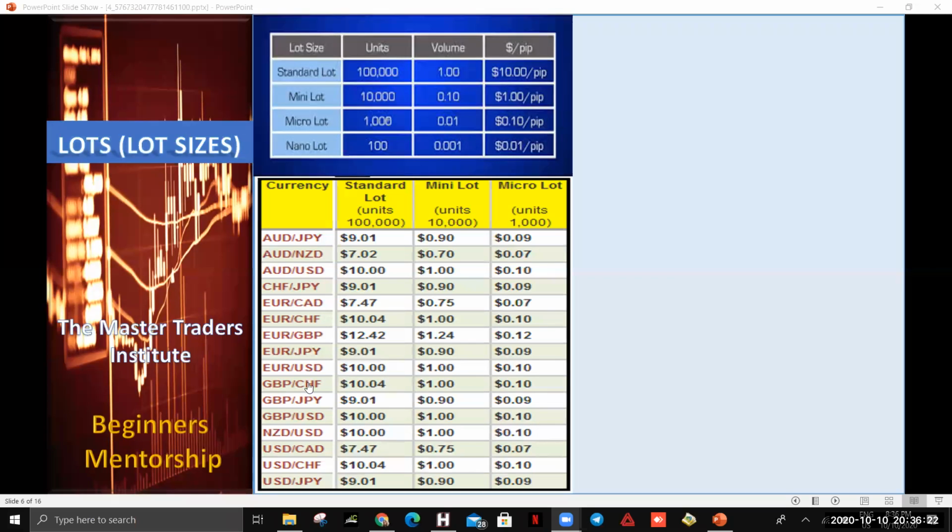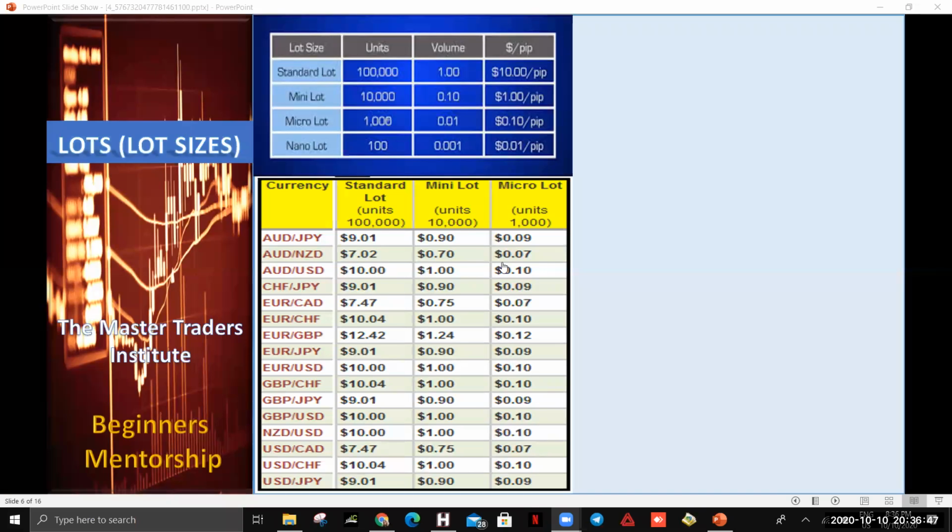Like you can see Euro USD. Let's look for Euro USD. I don't know if it's okay. Euro USD. You can see just one standard will give you $10. The other one will give you $1. The mini lot and the micro lot will give you 10 cents. But some other pairs have different money because of their spread. You can see them on the screen. Their spread are actually high. But this is what you're going to get if you're using it.